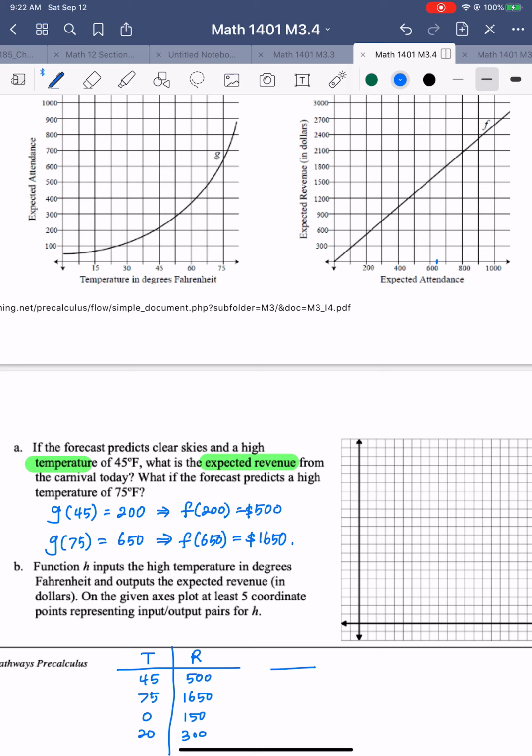And then one more. Let's use 70 degrees. 70 is here, and about here, which I can just say is close to 500. Then 500 in here gives us a little more than 1200, about 1300.